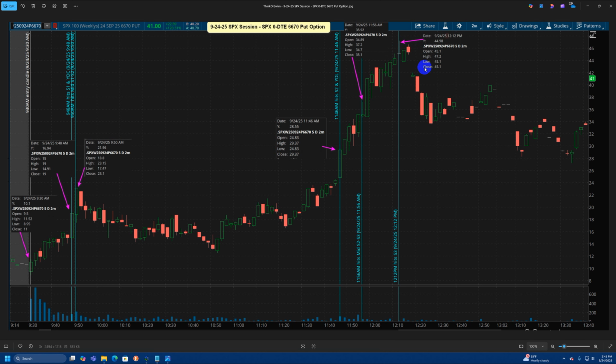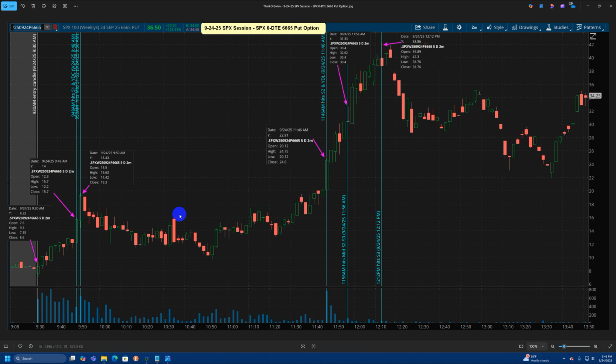Next we'll look at the 6665. Here's the 6665 put option, the 9:30 entry candle on the cross and close below the BBKPL, $8.60. Here at 9:48 for scalpers when it hits the S1 level, $15.70. Here's the 9:50 candle where it hits mid S1, S2, $19.30. The 11:46 a.m. candle where it hits S2 and YDL, $24.60.